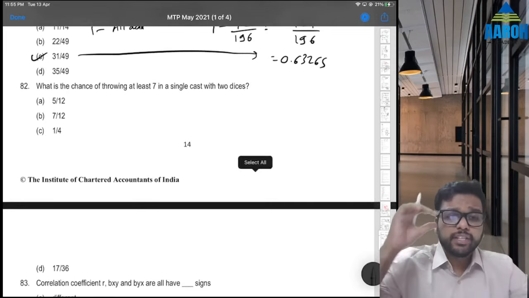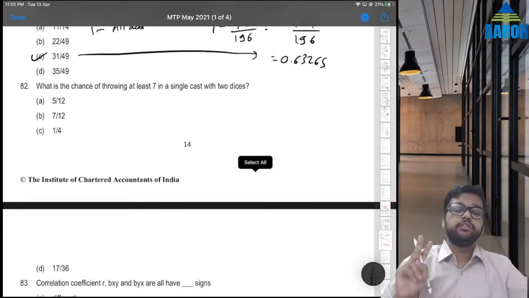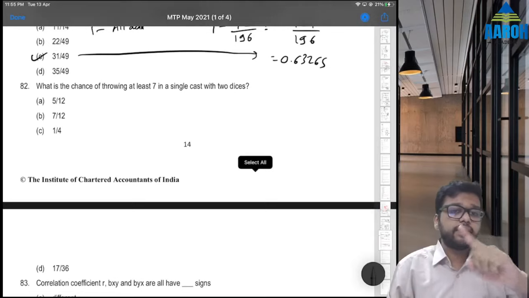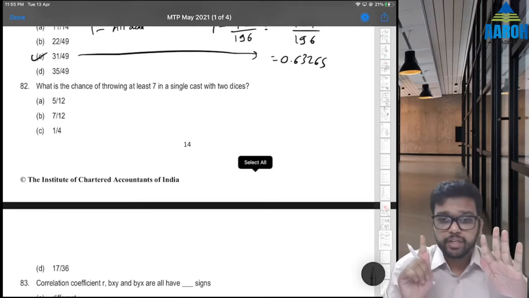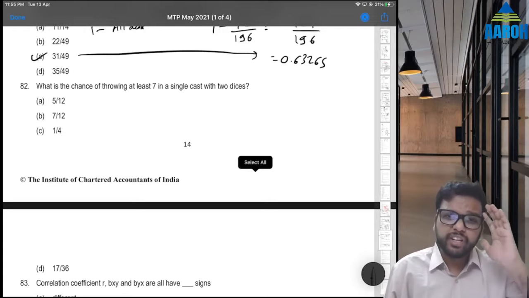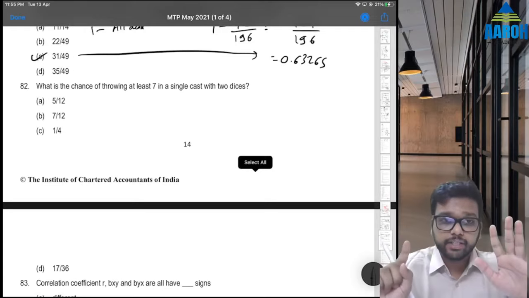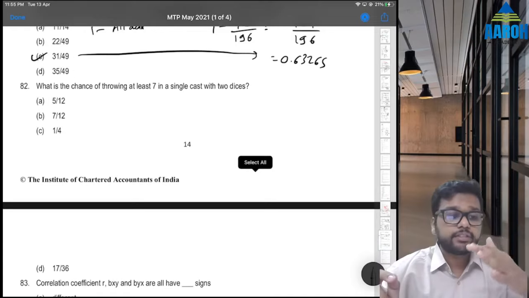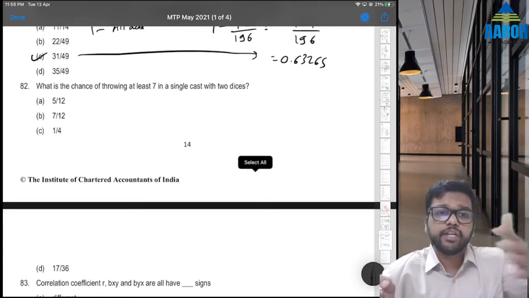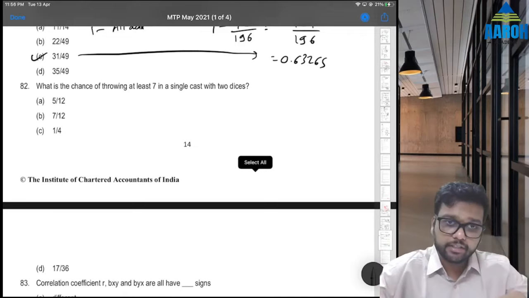Next, what is the chance of throwing at least 7 in a single cast with 2 dice? There are 2 dice, at least 7 means a total of 7, 8, 9, 10, 11, 12 should come. First of all, if you remember this, you should know that 7 has 6 pairs, then 8 has 5 pairs, 9 has 4 pairs, 3 pairs, 2 pairs and 1 pair. So you can just add 1, 2, 3, 4, 5, 6 and get the answer.